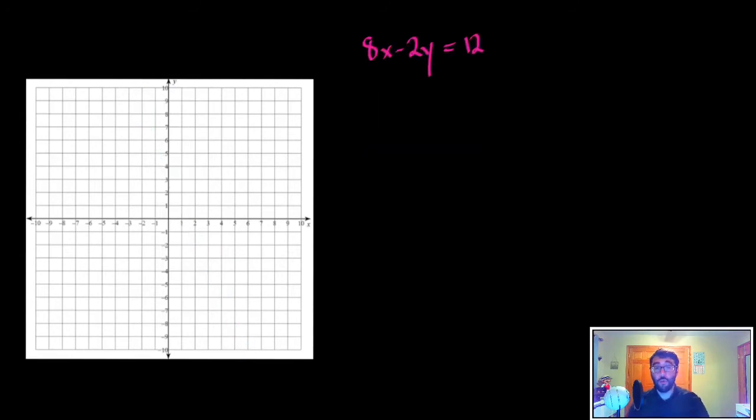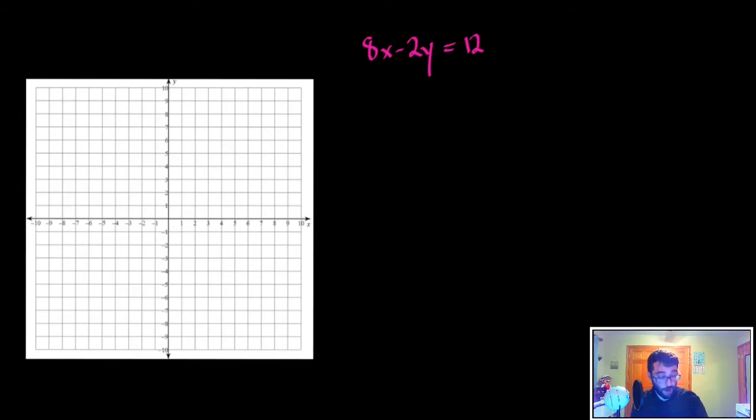Okay, so now we have a different example, and notice this is not in slope-intercept form yet. This is in standard form. 8x minus 2y is equal to 12. Now, what we want to do is first get this in slope-intercept form, and it's in slope-intercept form if it's solved for y. So I'm going to solve for y, and then that means it's in slope-intercept form.